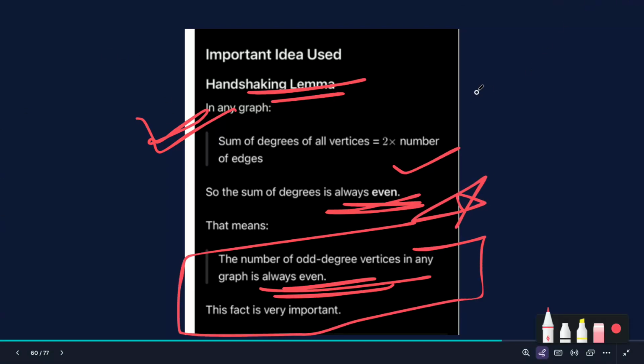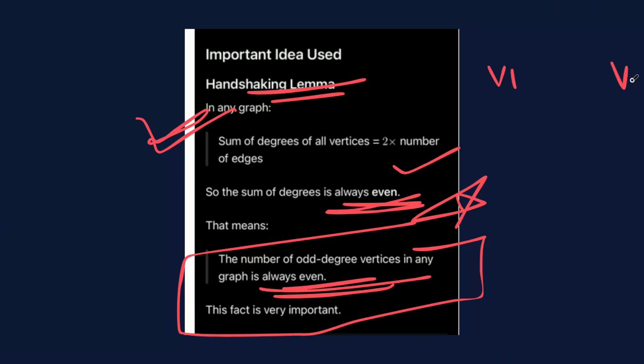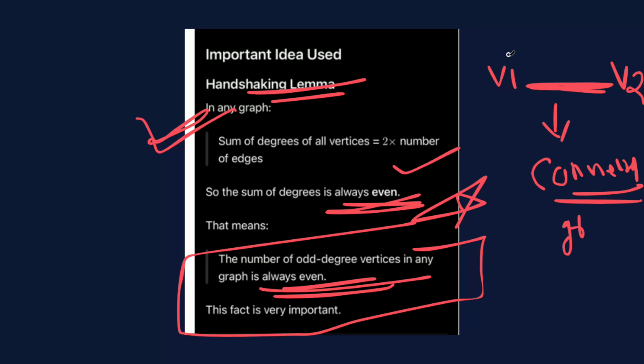So we know a path can exist between v1 and v2. A path would exist when there is an edge between them, or one or two edges between v1 and v2. That means v1 and v2 should be present in a connected graph. Then only can a path exist between v1 and v2. So we have to prove this. How can we prove this, right?